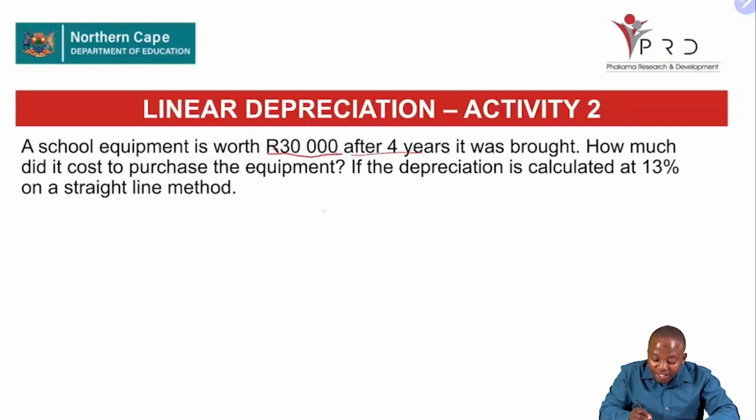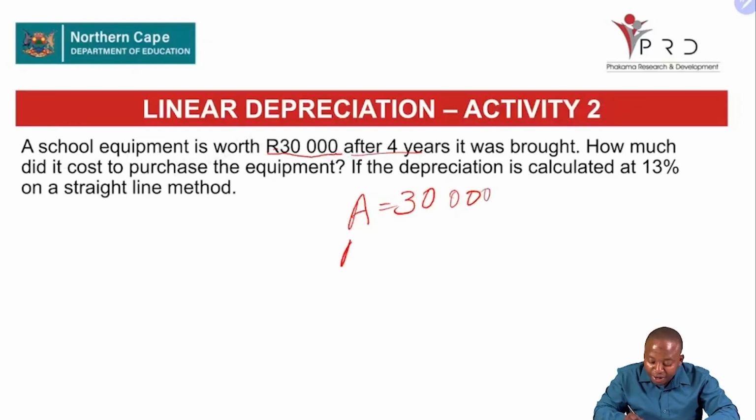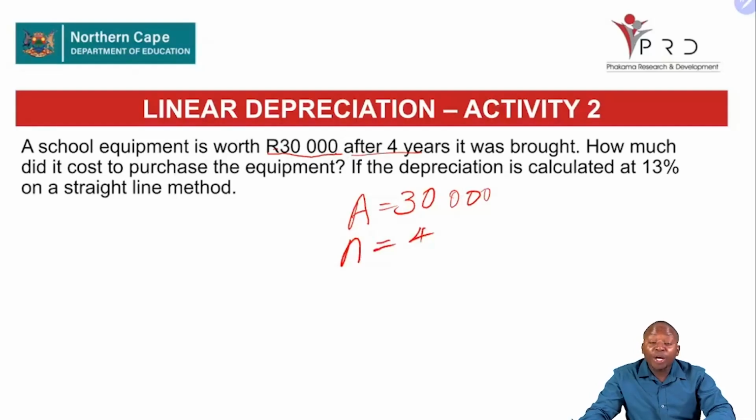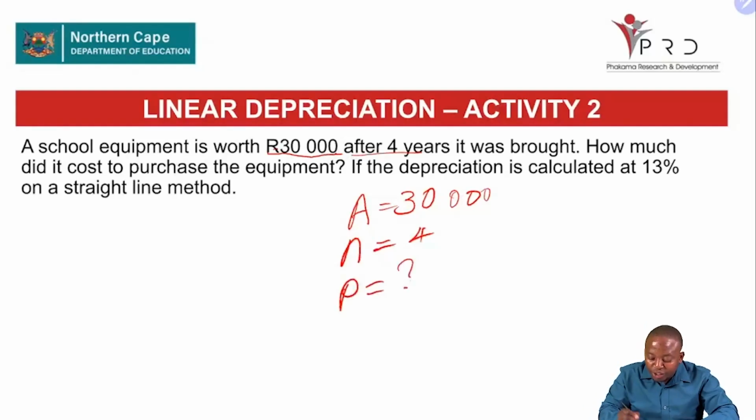That means after 4 years, we are in the future. The future amount in this case is 30,000 after 4 years. The 4 years there becomes my N. It was bought. How much did it cost to purchase the equipment? So in the present, that means 4 years ago, how much did I purchase this equipment for? So that means my present value is what I'm looking for. If the depreciation is calculated at 13% on a straight line method.